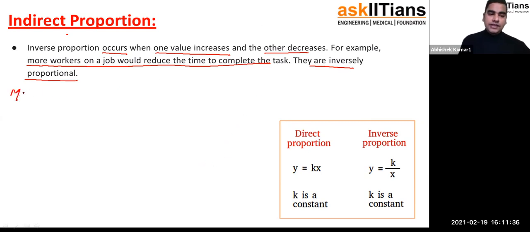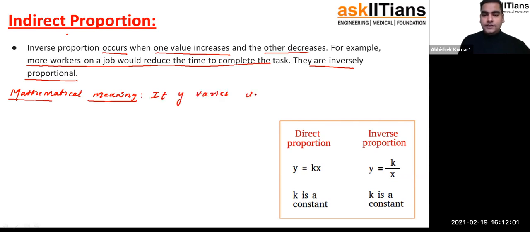Now comes the mathematical meaning of it. How do we represent it? The notation, basically. Let's say you have two values, and you have one value y. If y varies inversely to x, then we represent it like this: y is inversely proportional to x.